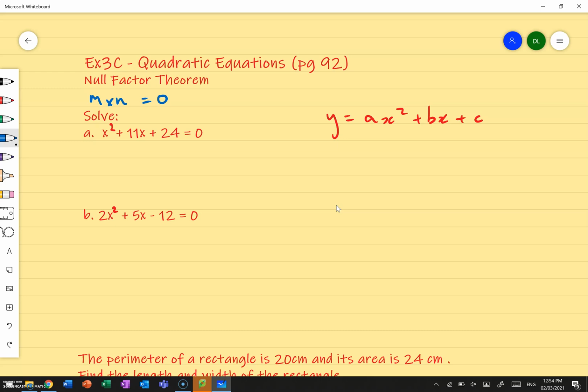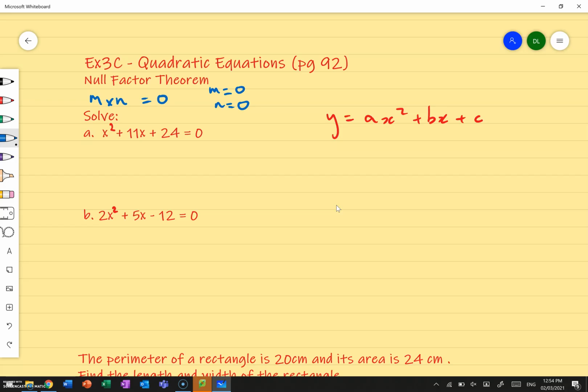For example, I could have 1 times 3, obviously it's going to give me a non-zero number. If I have 0.0001 times 0.0001, that is still not going to get me 0. I need to actually have one or more of those values equaling 0. And therefore, m equals 0 or n equals 0. So that's something that we need to note for future use.